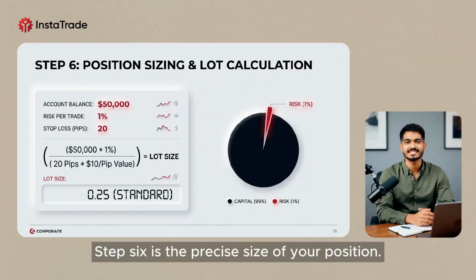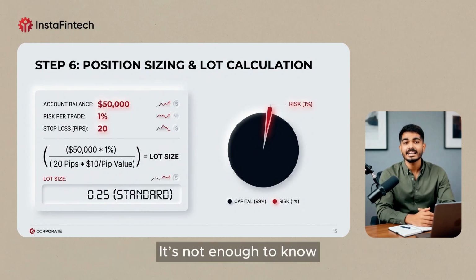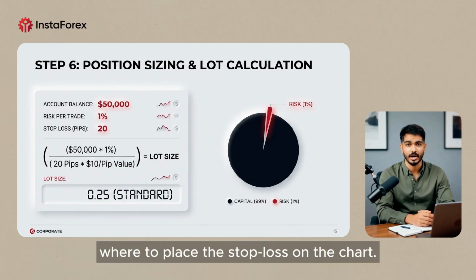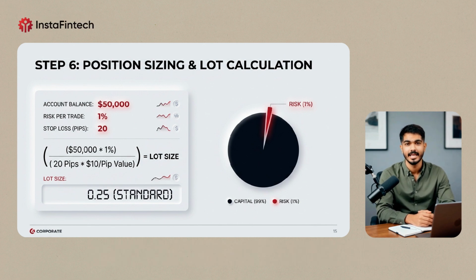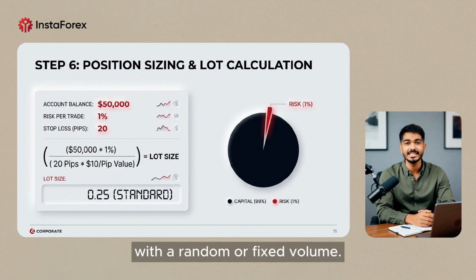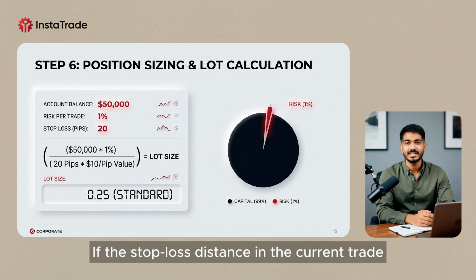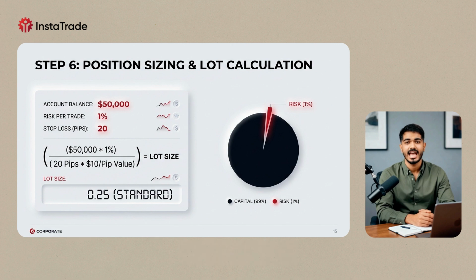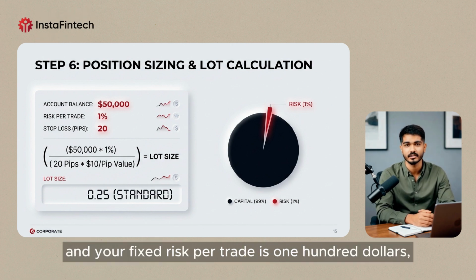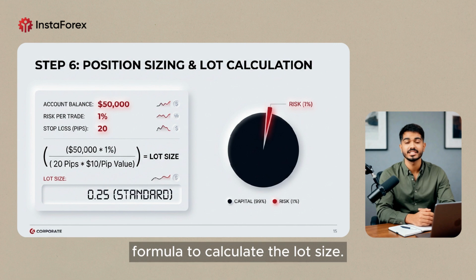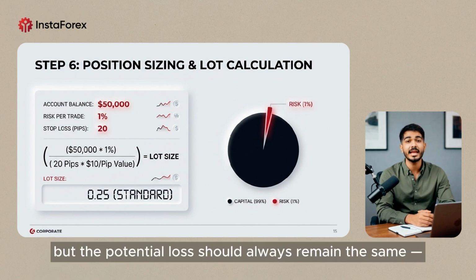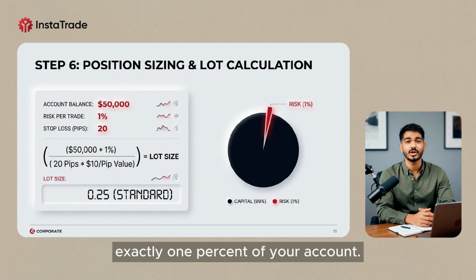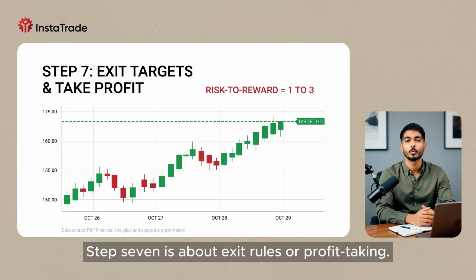Step 6 is the precise size of your position. It's not enough to know where to place the stop loss on the chart. You must correctly calculate how many lots, contracts, or coins you buy. A professional never enters a trade with a random or fixed volume. If the stop loss distance in the current trade is 20 points and your fixed risk per trade is $100, you must use a mathematical formula to calculate the lot size. Your coin/lot size will change from one position to another, but the potential loss should always remain the same, exactly 1% of your account.